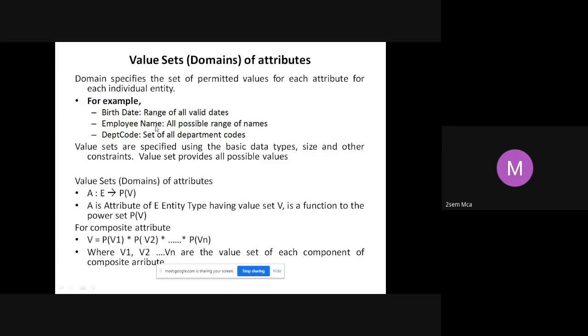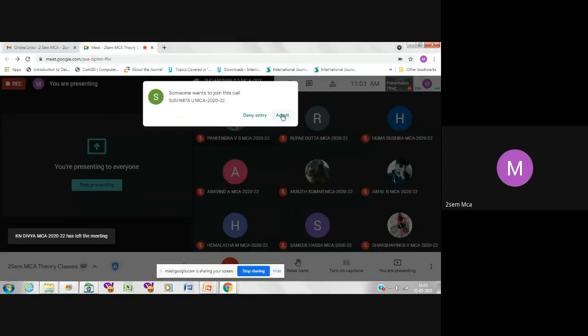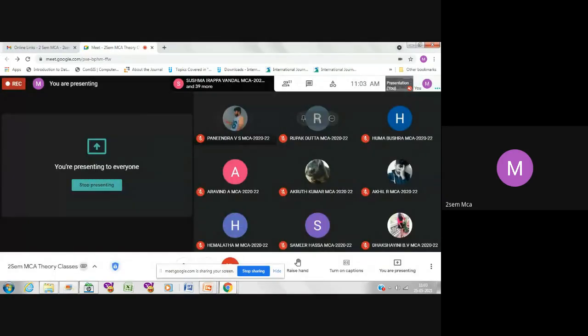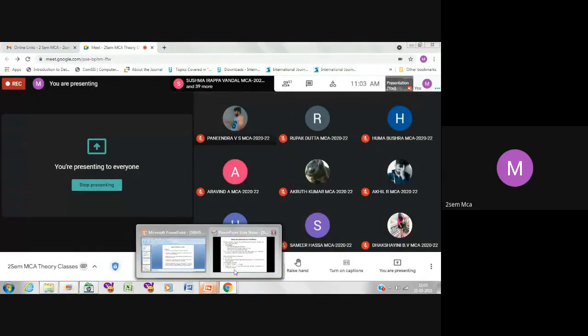Here again they are given all possible range of names. Then department code, set of all possible codes. So that is what we say: it always provides you which values are allowed for that attribute. That is what you call the domain of an attribute. Am I clear to you all? What is meant by domain? Domain means all the values which are permitted, which can be allowed, is called the domain, right?